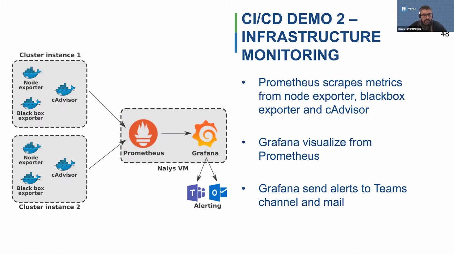In that example, we use Prometheus and Grafana. And the idea is also, when something is wrong, to send an email or a chat message, for example in Teams, could be Slack, could be a lot of things.